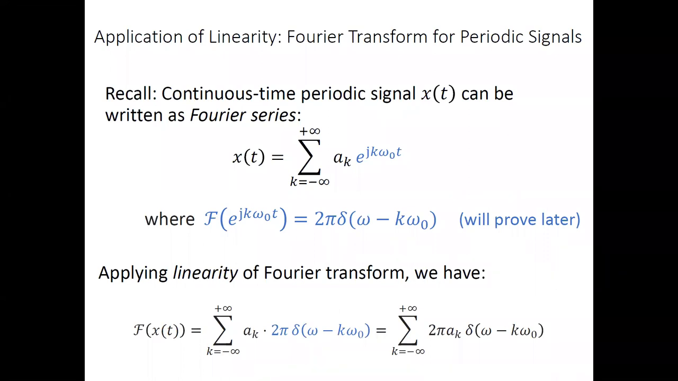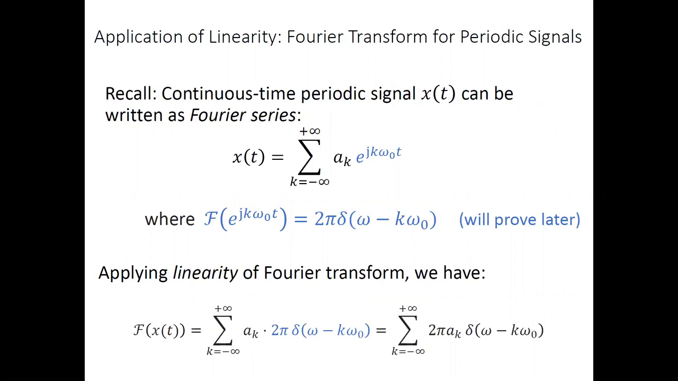Okay, so now let's look at an application of the linearity property to a special family of signals. That's periodic signals. Remember that in the last chapter, we learned that when we are given a periodic continuous time signal x of t, we can express it as a Fourier series.